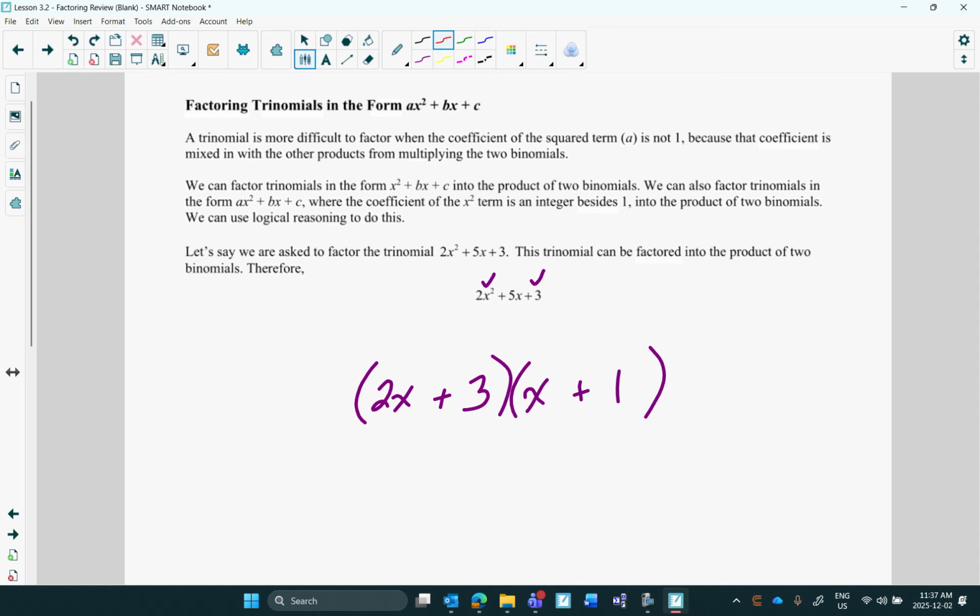Remember how we check to see if it works. Multiply the outside, multiply the inside, add them together, see if you get this. So 2x times 1 is 2x, positive. 3 times x is 3x. Yep. We're done. If I got a completely different number when I tried this rainbow, then I switched the numbers. If I got the same number but a different sign, then I switched the signs.